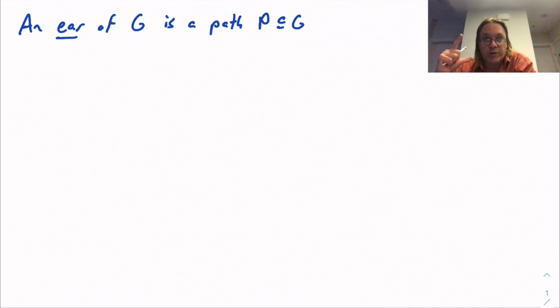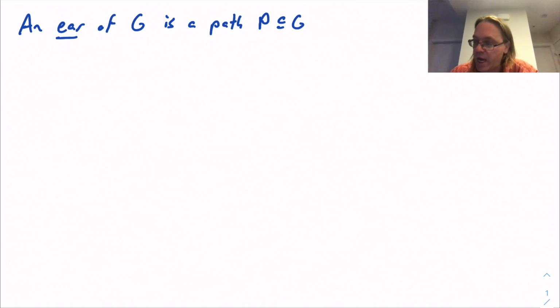But when we look at this path, we're going to be caring about the degrees of the vertices not in this subgraph P, not in the path, but in the original graph. And the rule is that when you look at an ear, so an ear is going to be a path of our graph, all of the interior vertices of that ear are all going to be degree 2 in the original graph. And the ends of that path have got to be degree at least 3 in the original graph.